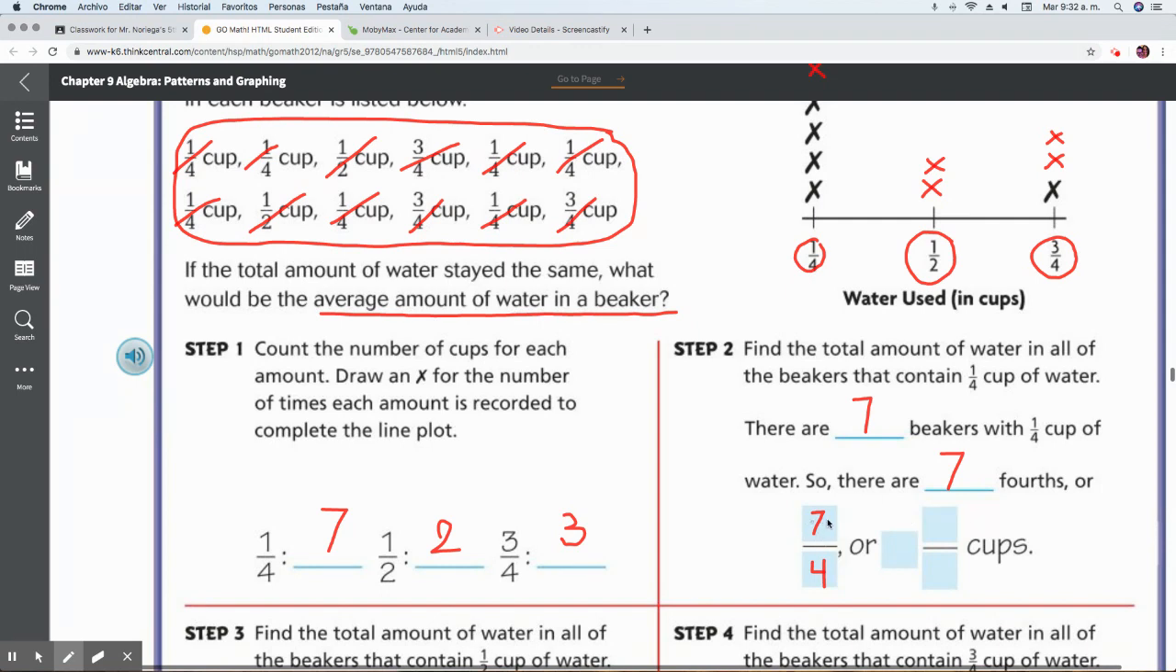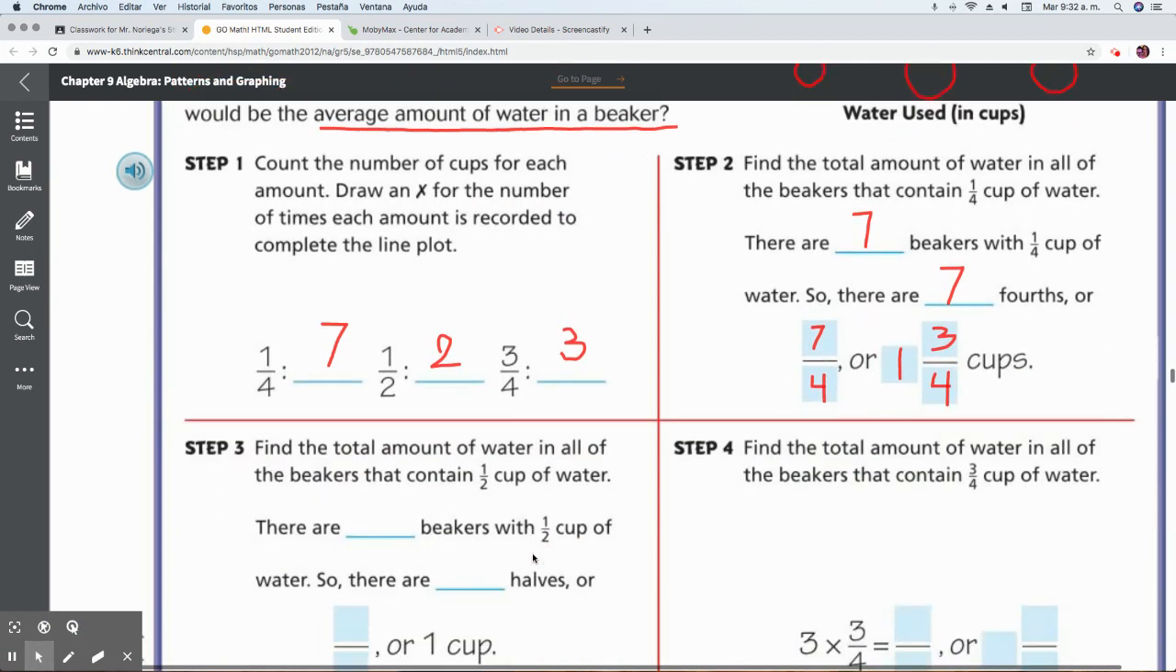Okay, this is a fraction greater than 1, so we divide 7 by 4. How many times does 4 fit into 7 without going over? 1. Okay, what is 7 minus 4? 3. And we use the same denominator of 4. Okay, so the total amount of the beakers that contain 1/4 cup of water is this number right here, 1 3/4. Okay, so that's step number 2.